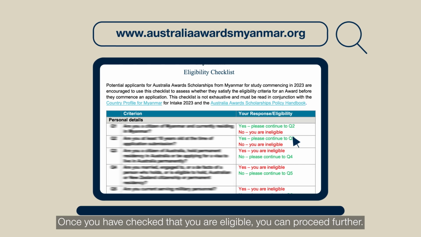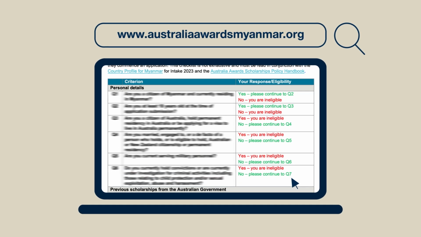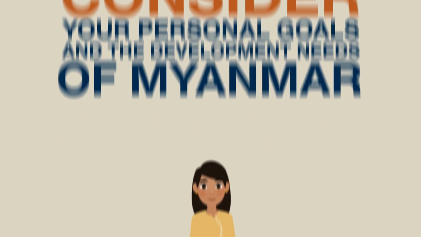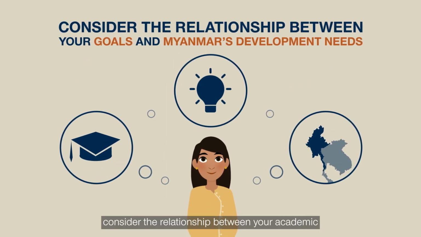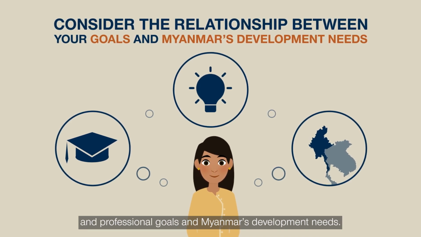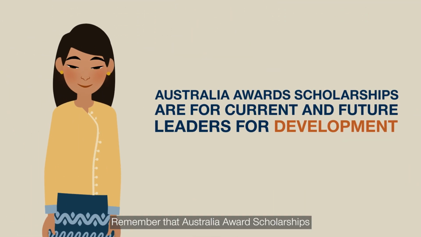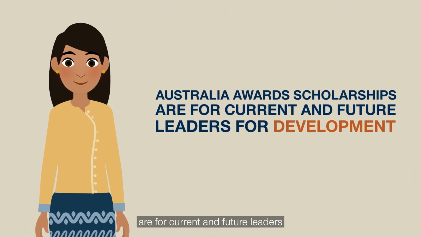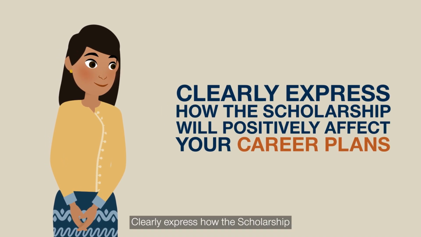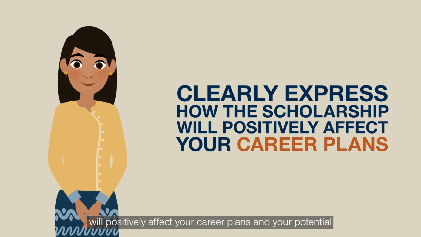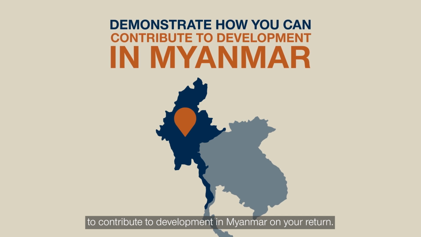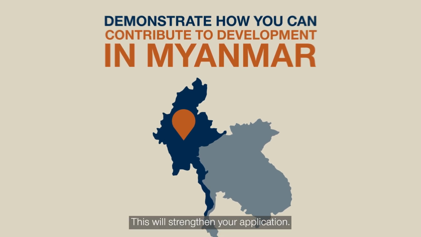Once you have checked that you are eligible, you can proceed further. Consider your personal goals and the development needs of Myanmar. Before starting an application, consider the relationship between your academic and professional goals and Myanmar's development needs. Remember that Australia Awards scholarships are for current and future leaders who want to contribute to their country's development. Clearly express how the scholarship will positively affect your career plans and your potential to contribute to development in Myanmar on your return. This will strengthen your application.